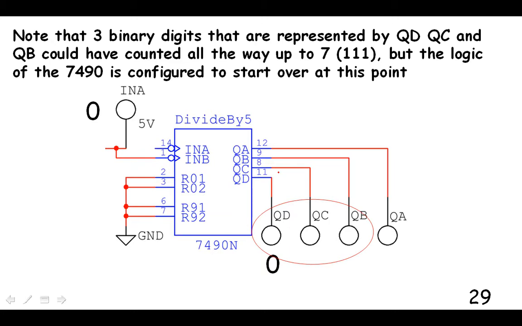Well, we could have this with 3 digits in binary. You could go all the way up to 111, which would be the number 7. But the logic inside the 7490 is nominally configured so it starts over after it gets up to 4. And the way it's configured, you studied in class with all those gates and so forth.